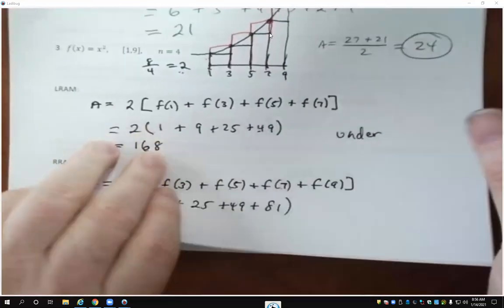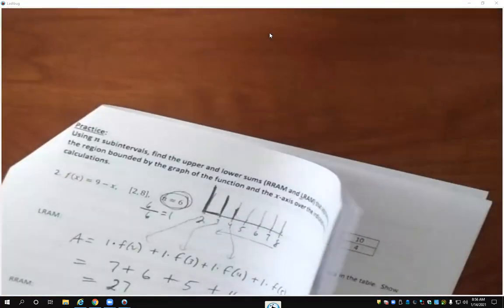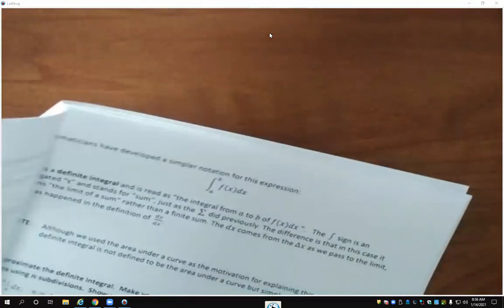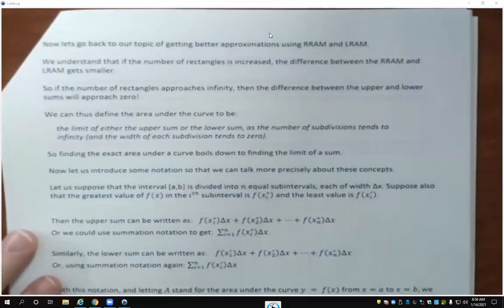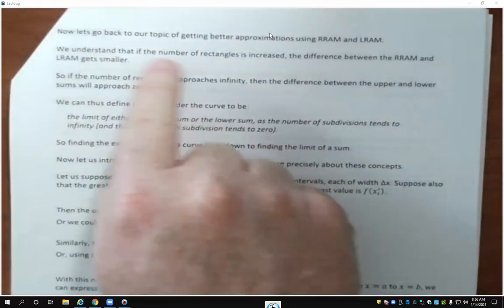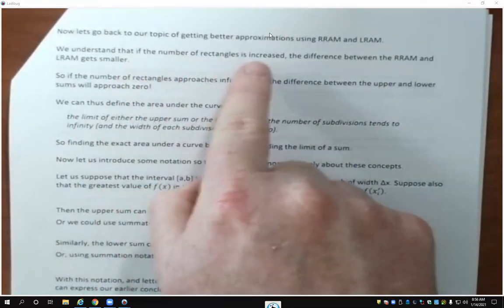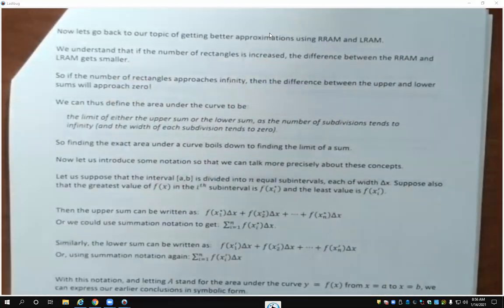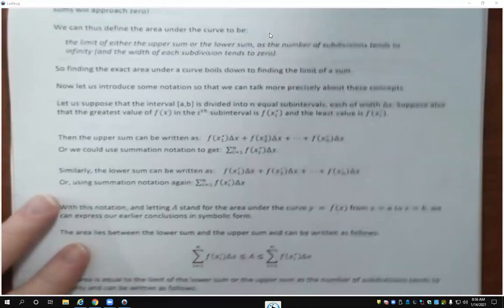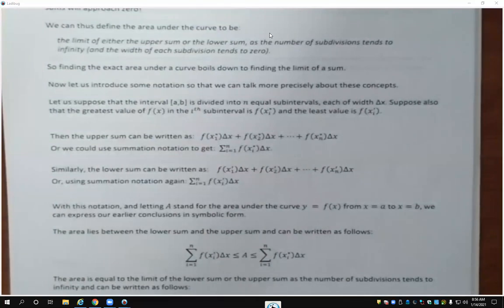All right, so we're going to go through this next page or two. It's actually a page and a half of just a whole bunch of calculus speak. So let's go back to our topic of getting a better approximation. We understand that if the number of rectangles increases, the difference between the RRAM and the LRAM gets smaller. We changed that last problem to 8 rectangles and then 16 rectangles and so on. The more we do, the closer the numbers 168 and 328 get, and that gap closes.